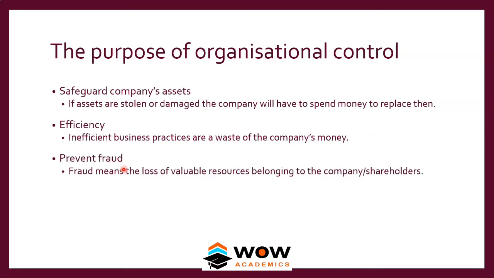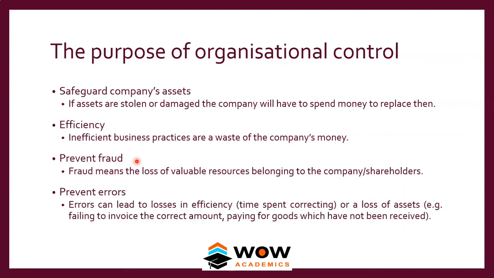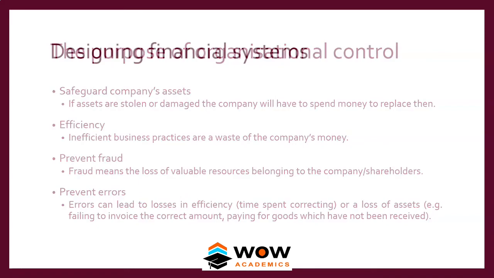Next one is fraud. When there are proper records, we can easily find out who is committing a fraud. And errors can be minimized if the procedures are very simple and easy to do. So this is the real reason behind why we should have a financial system and procedures.